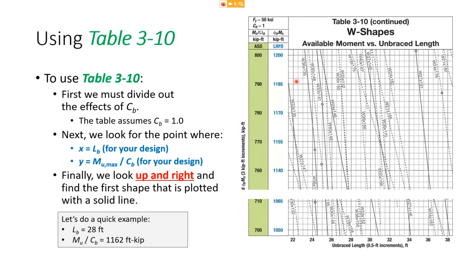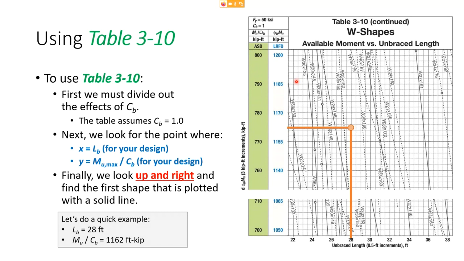So take a look at this box here on the bottom left. We have an unbraced length of 28 feet and a moment divided by Cb of 1162. I just made these values up, and I just want to make sure that you're comfortable using the guide. So here's what you do. On the x-axis, you go to 28 feet. On the y-axis, go to 1162.